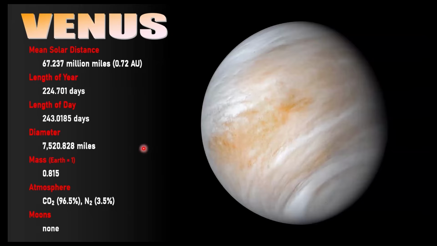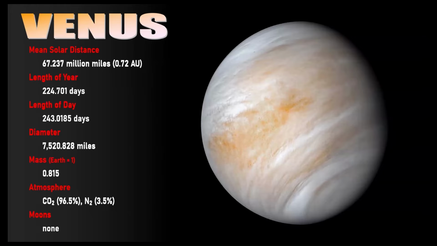So now we're 0.72 AU from the sun, so still closer to the sun than Earth, but further away from Mercury. Now, here's the weird thing about Venus. Notice the length of the year, nearly 225 days. And that's pretty reasonable, right? That makes sense because Venus is closer to the sun. But look at the length of its day, 243 days. That's not a typo. The length of the day on Venus is longer than the year.